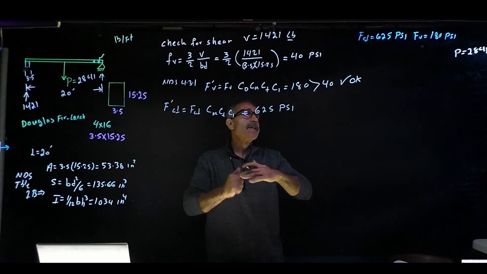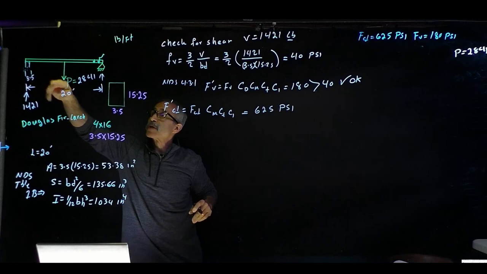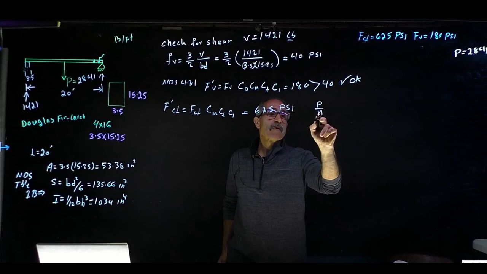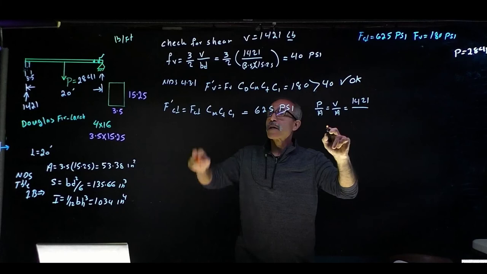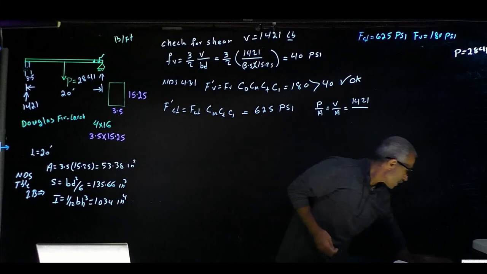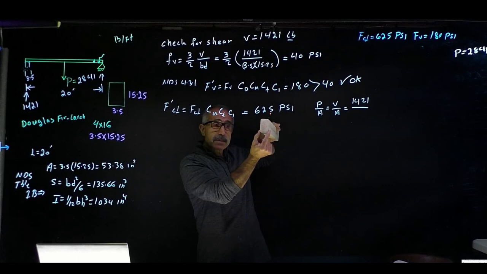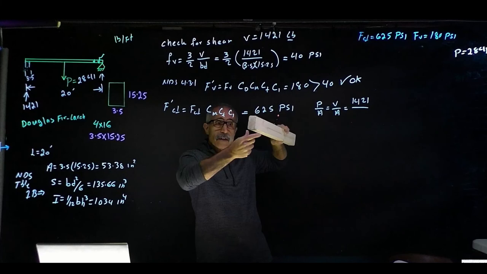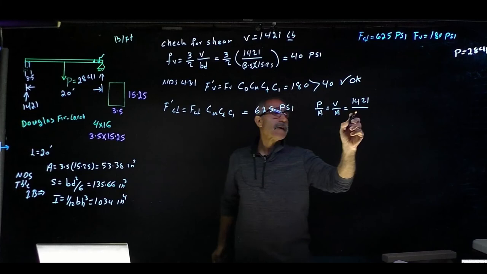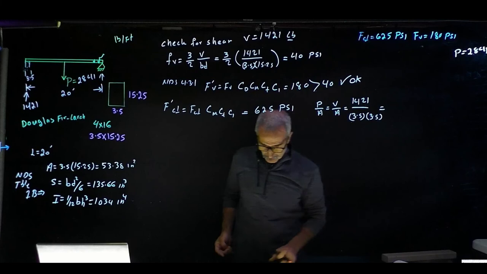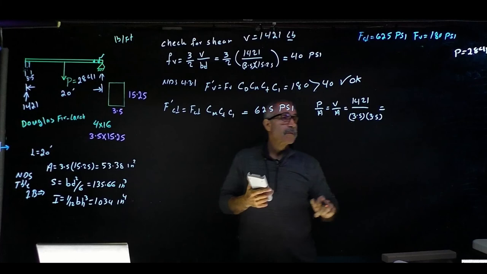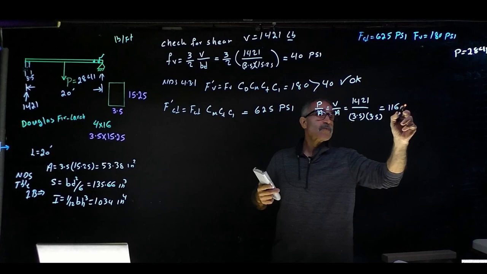But how much force do we have on that? We said our total load came out to be on this side. How much force is on that support? It's going to be 1421. So our P divided by area, our V divided by area, I should say, comes out to 1421. Our area came out to be, it's not this area. It's the area that this rests on, which is the thickness of the beam itself, plus what we have here. So this multiplied by this way. So it was 3.5 this way, and it was 3.5 this way. So that comes in by 3.5 times 3.5. And let's see what that comes out to. So that comes out to 116. And 116 is way smaller than 625. So we're okay here too.